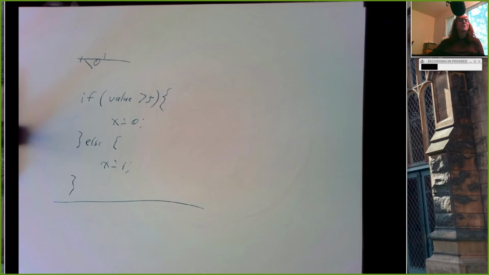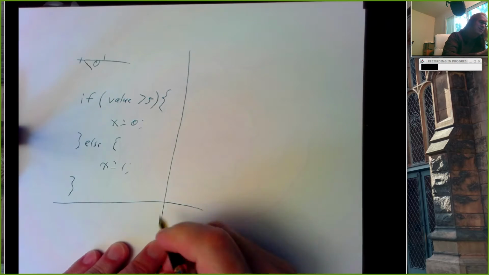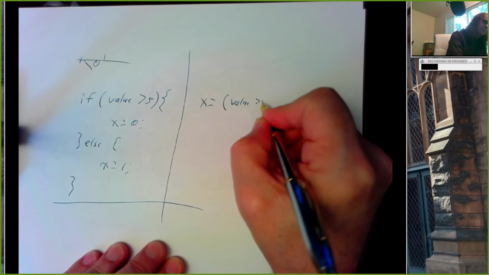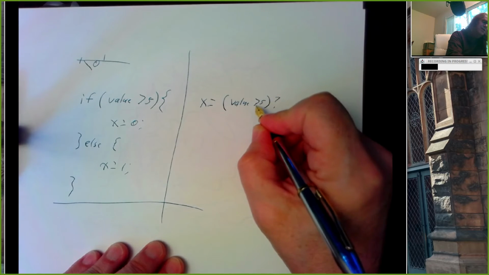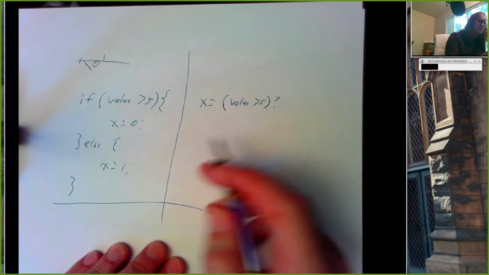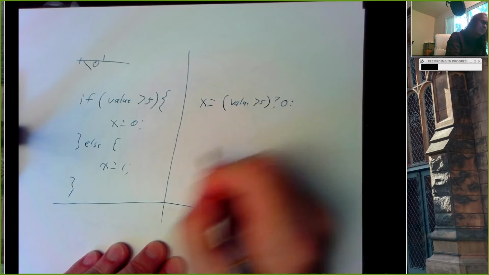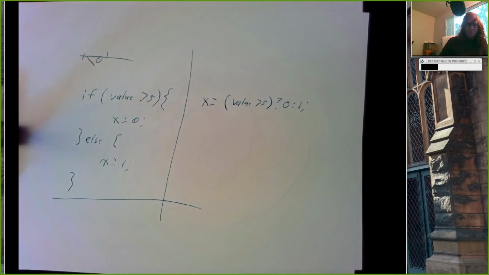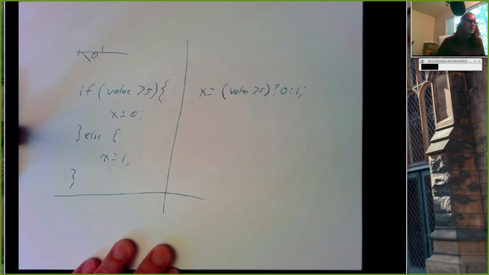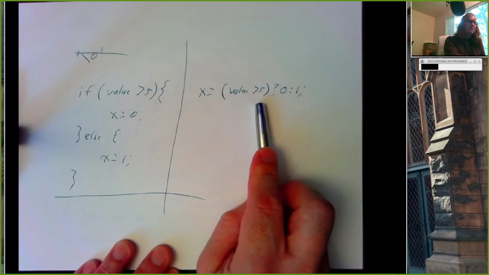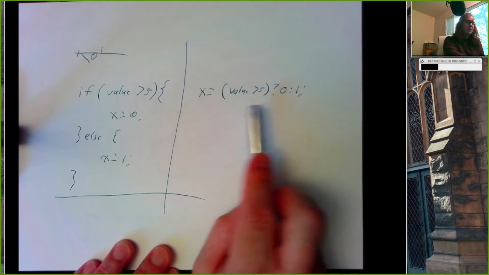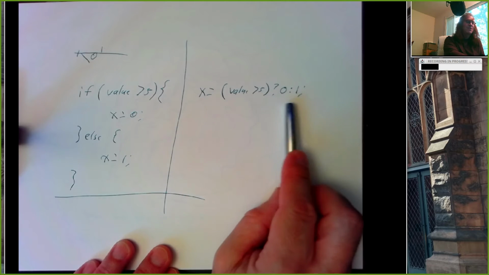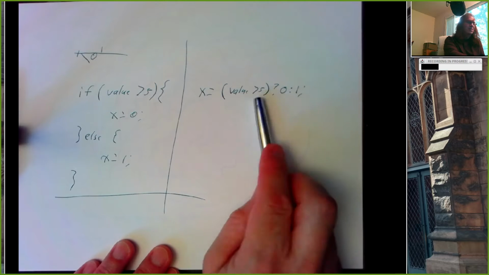So there's a typical if-then-else. We could write this in C as follows. We could say x equals, put in some condition, question mark, and then put in the value that we want to use if this condition is true, in this case 0, colon, the value if it's false, 1. This will do exactly the same thing as that. So the compiler reads this as, let's see if value is bigger than 5. If it is, I'm going to use the value 0 on the right side of this assignment statement, x will equal 0. If it's not bigger than 5, then I'm going to use a 1 in place of this, and x equals 1.